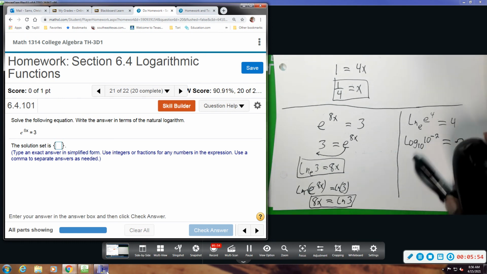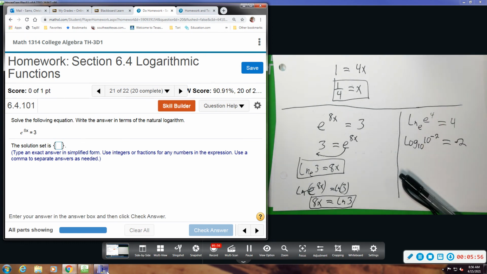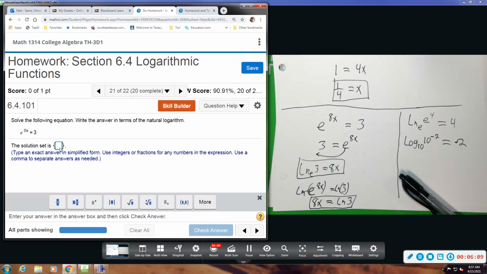You have the property of cancellation, or inverse opposites, to cancel it out, and you can just apply it to both sides and understand that it would cross out that one and leave that one, or you can just work backwards and go from exponential form to log form. So it just says write the answer in terms of natural log. So we're going to write 8x equals ln of 3.